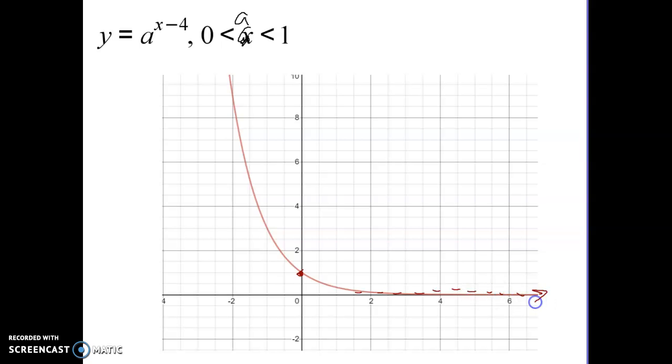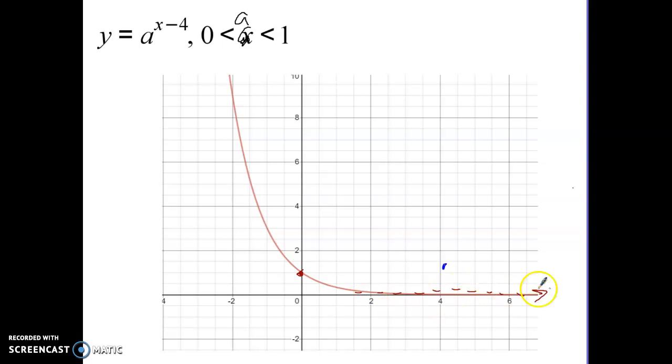Okay, so you remember that the anchor point is at the point 0, 1, because everything raised to the 0 power other than 0 itself is 1. So I'm going to take that anchor point and I'm going to move it 4 places to the right. So it was right here on 0, 1. I'm going to shift it over here to the point 4, 1. I'm going to move it 4 places to the right.